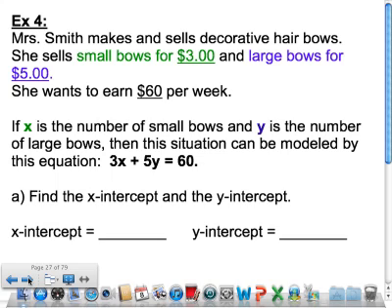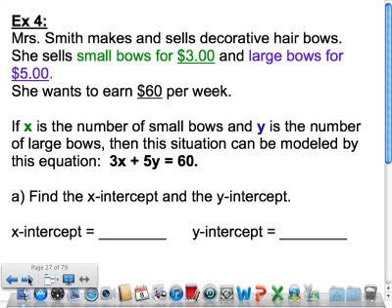Mrs. Smith makes and sells decorative hair bows. She sells small bows for $3 and large bows for $5. She wants to earn $60 a week. If x is the number of small bows and y is the number of large bows, then this situation can be modeled by this equation: 3x plus 5y equals 60. Find the x-intercept and y-intercept.